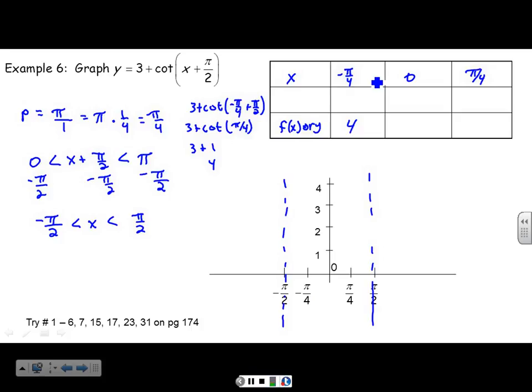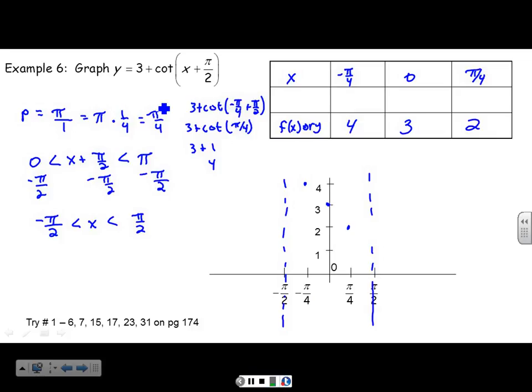So when we plug 0 in here, we're going to get cotangent of pi over 2. Cotangent of pi over 2 is going to be 0, and then 3 plus 0 is going to be 3. And when we plug pi over 4 in, pi over 4 plus pi over 2 is going to give me 3 pi over 4, and then cotangent of 3 pi over 4 is going to be negative 1, and so 3 plus negative 1 is going to be 2. So when we graph that, negative pi over 4 is going to go up to 4, 0 is going to go to 3, and pi over 4 is going to go to 2.